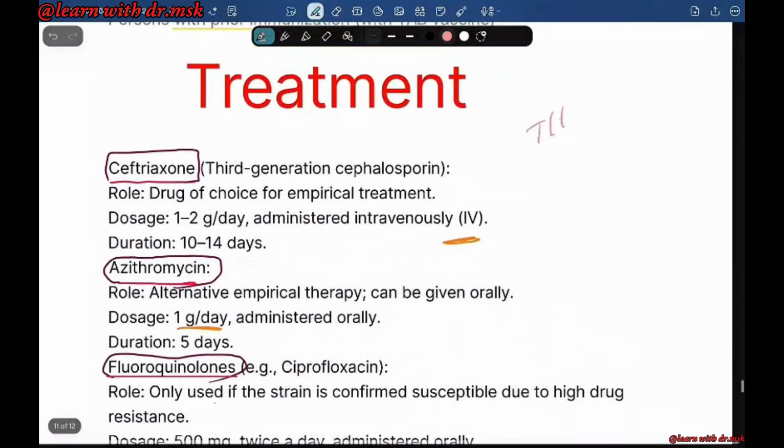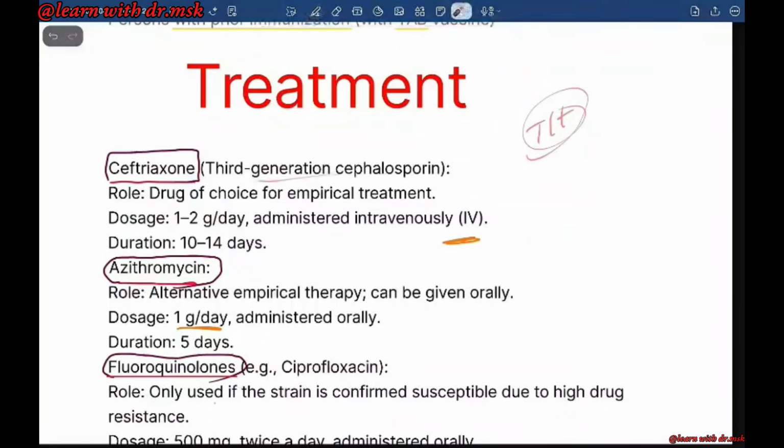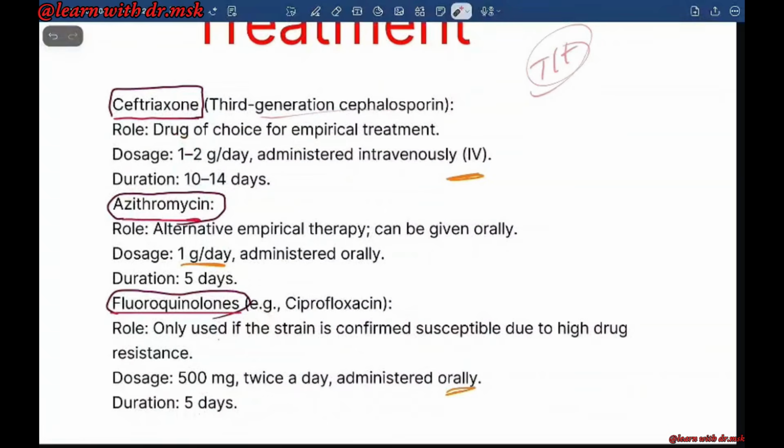Next, what's the treatment, sir? One important thing: you can use third generation cephalosporins. Ceftriaxone is the drug of choice. Always remember, for typhoid, giving ceftriaxone is a must, because it's the drug of choice. The dose is 1 to 2 grams per day, administered as IV, and the duration is 10 to 14 days, about 2 weeks.